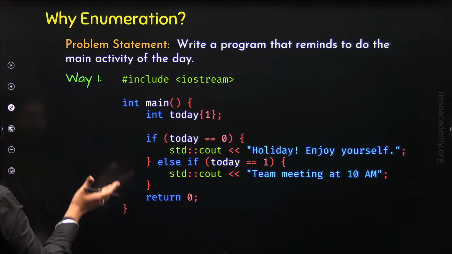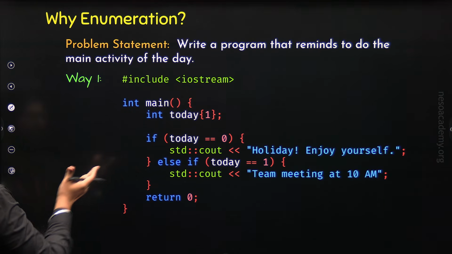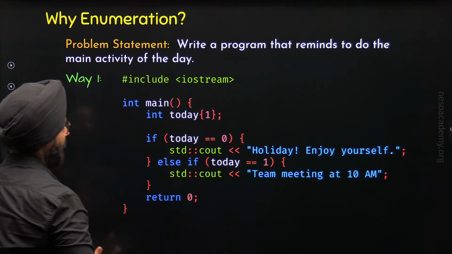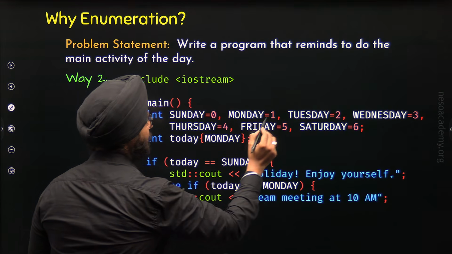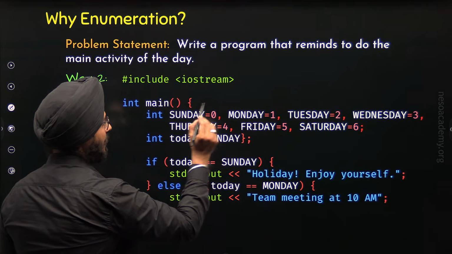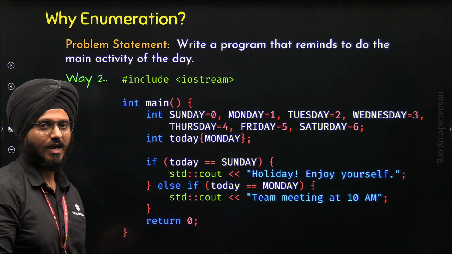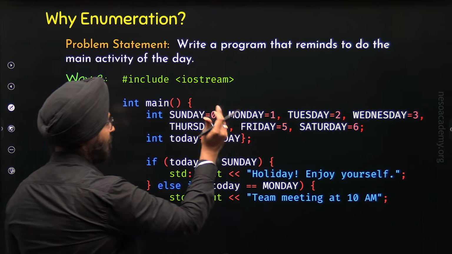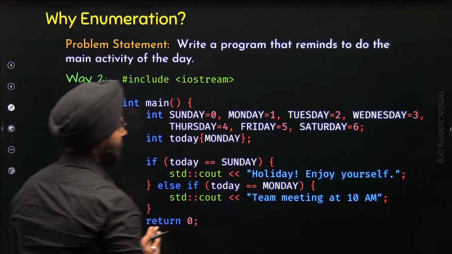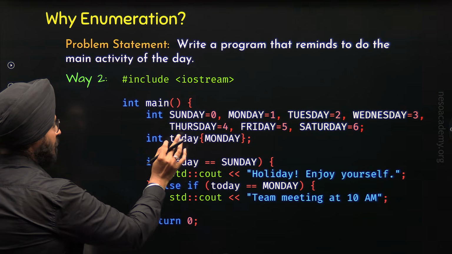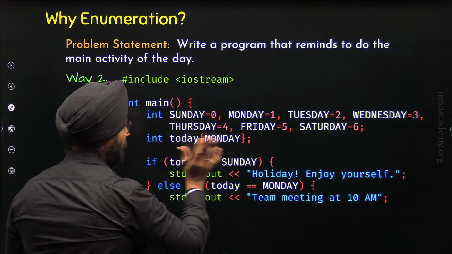Let's move to way number 2, where we will now define constant variables in place of these values. Let's see way number 2 now. Here I have defined these constant variables Sunday, Monday, Tuesday, Wednesday, Thursday, Friday, and Saturday. And to these constant variables, I have provided these values starting from 0 up to 6. Now you can observe that to this variable, I have assigned this constant variable, which is Monday.